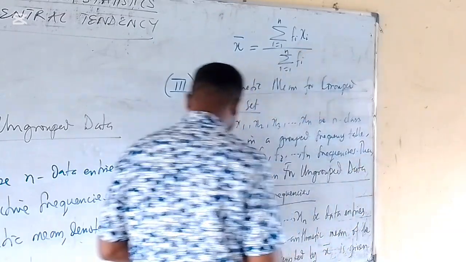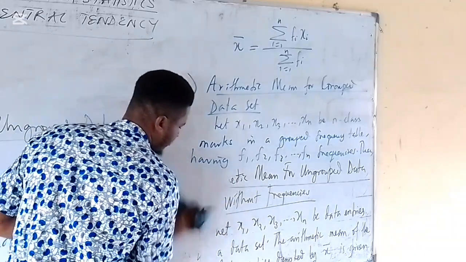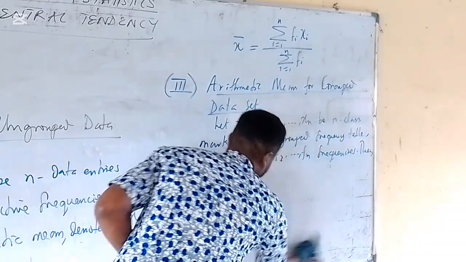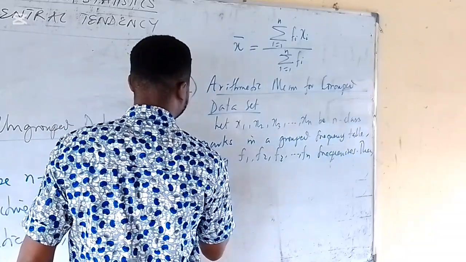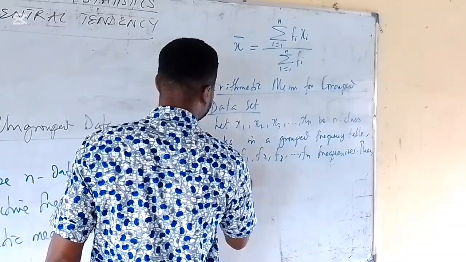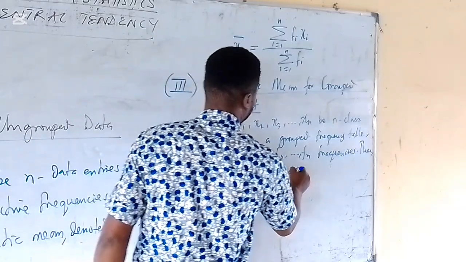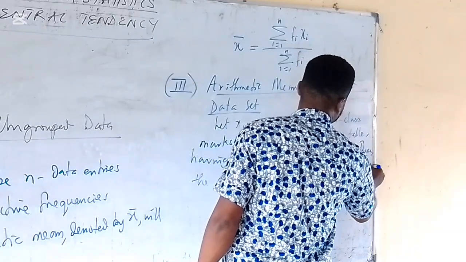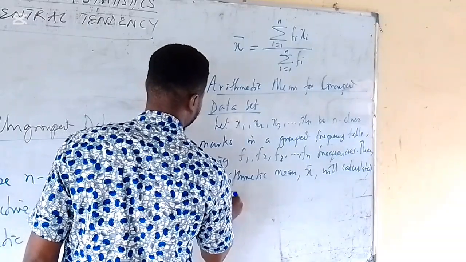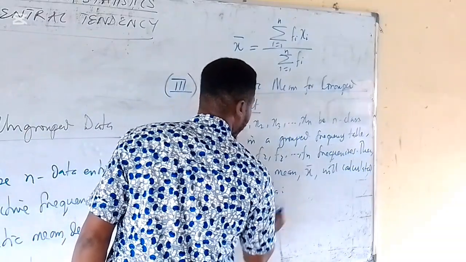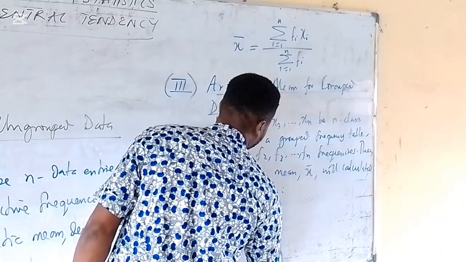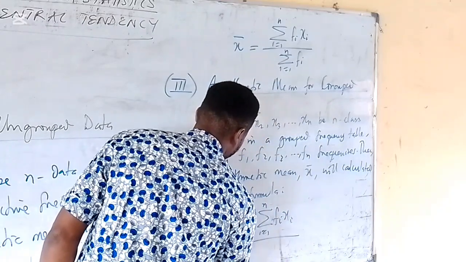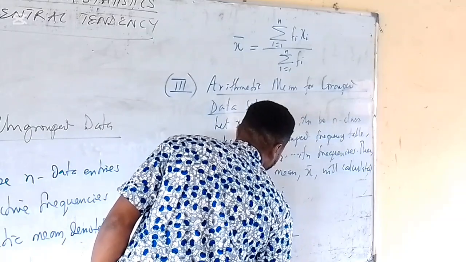Then, the arithmetic mean X bar will be calculated using the formula X bar equals summation i equals 1 to n Fi xi all over summation Fi from i equals 1 to n.